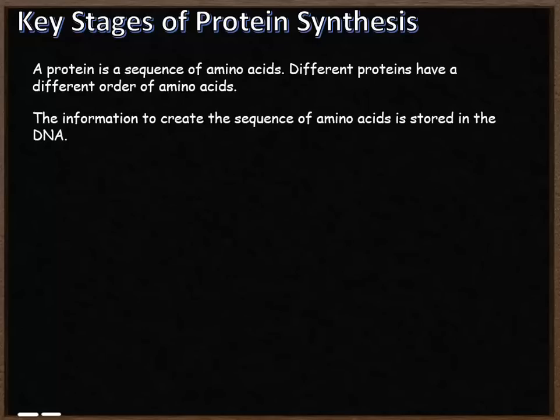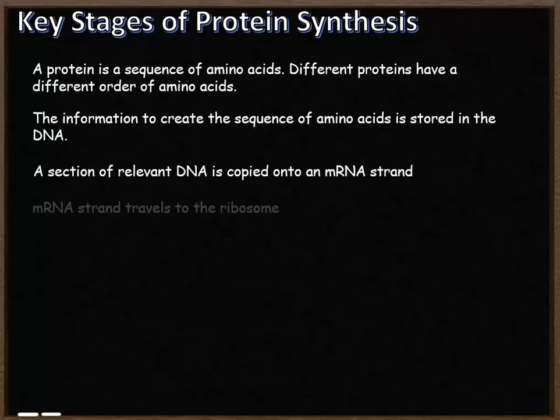The information to create that sequence of amino acids and the order to put them in is stored inside the DNA. So to create your protein, you need to get the information out of the DNA and to the relevant part of the cell. A strand of DNA is quite large and is unable to exit the cell nucleus easily. So the relevant information, the relevant strand of DNA, is copied onto an mRNA, a messenger RNA strand, which can quite easily leave the cell nucleus because it's smaller than a strand of DNA.